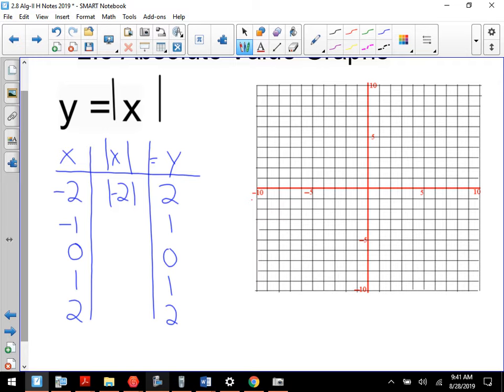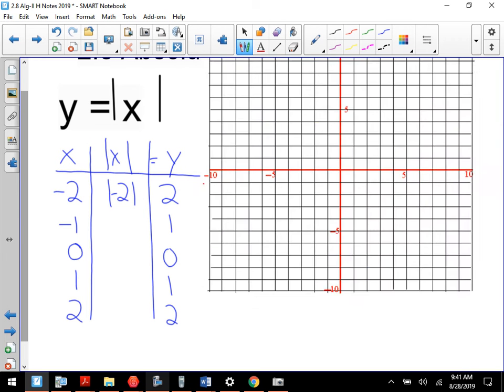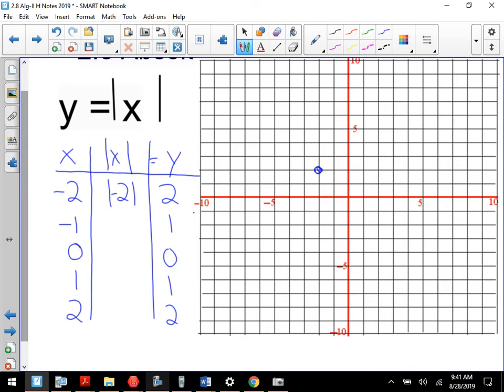Now your input-outputs generate ordered pairs. So you start plotting some stuff. We got -2 and 2, -1 and 1, 0, 0, 1, 1, 2, 2, and you get this generic shape. Okay? Absolute values will all have the same generic shape. They'll all look like some sort of a V. Depending upon what the actual equation itself looks like, each one of them might have something funky going on.